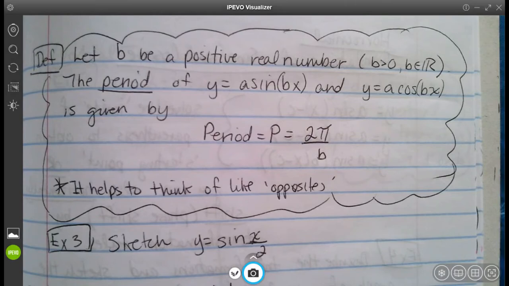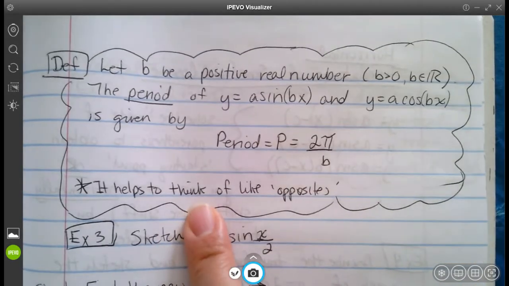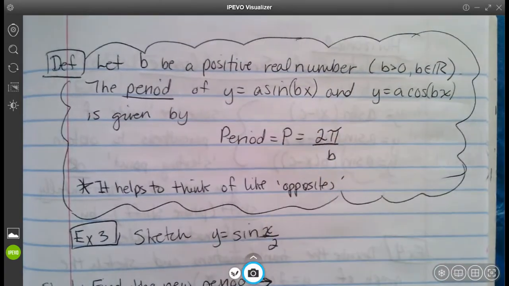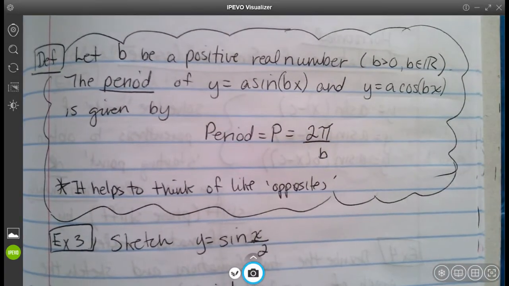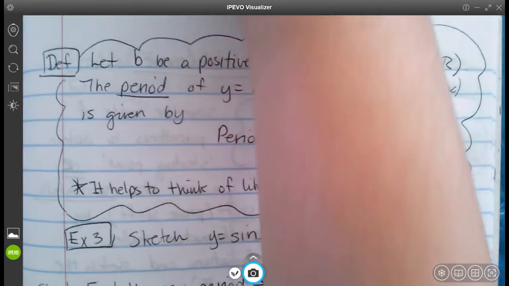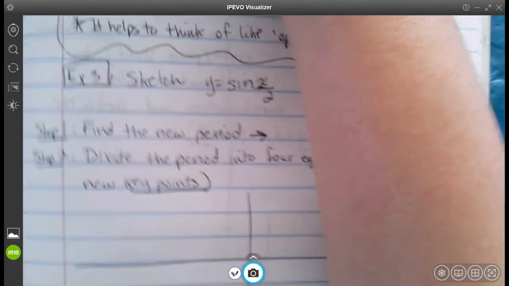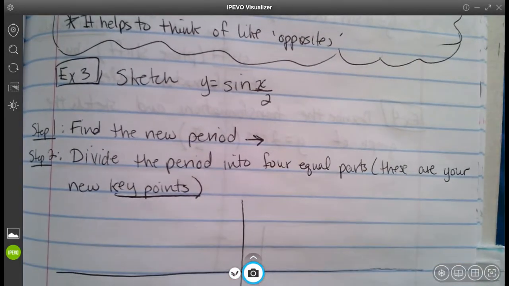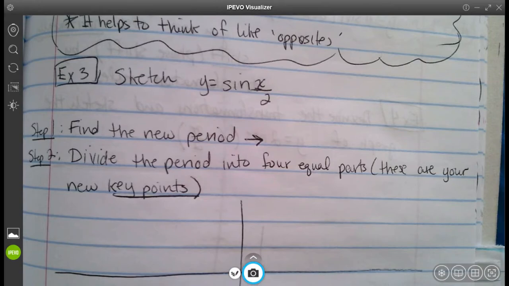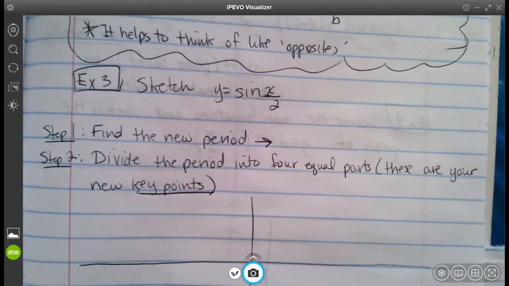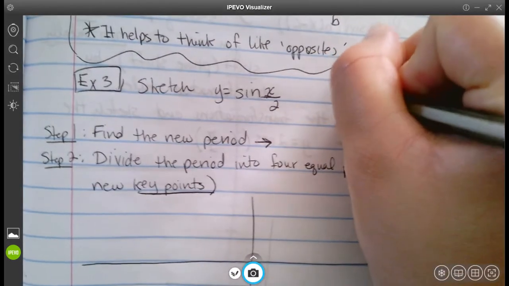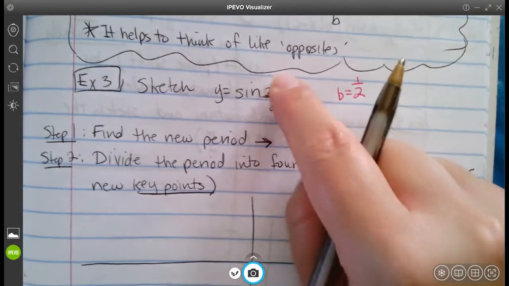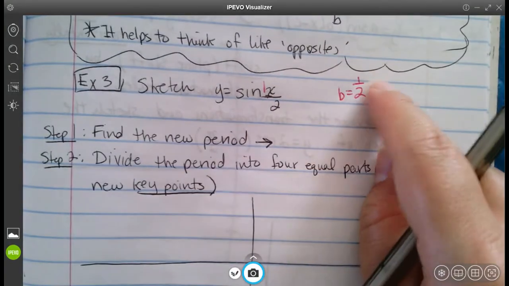Okay, and then this part is a little hint: because the b is part of the x in the parentheses, we have to think of it kind of like division, not so much multiplication. So think opposite. Let's try example number 3. We're going to sketch y equals sine of x over 2. Step number 1 is to find the new period because we do have a b here. Actually, no, b is equal to 1 over 2. There's an imaginary 1 here, so b is equal to a half.